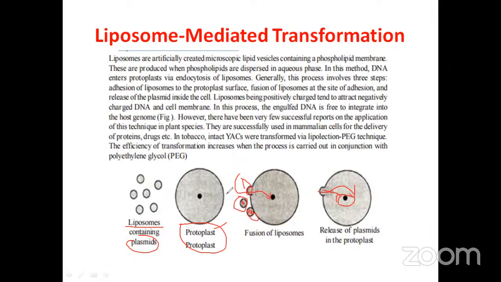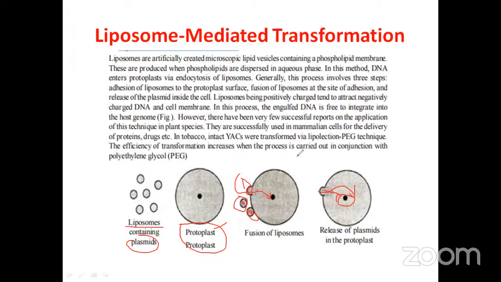The polyethylene glycol, in the presence of divalent cations like calcium, destabilizes the plasma membrane of the protoplast and makes it permeable to DNA. In this way, the DNA enters the nucleus of the protoplast and finally gets integrated with the genome. The method is similar to the electroporation method. In electroporation also some pores are formed, by electric force, but here by some chemicals.